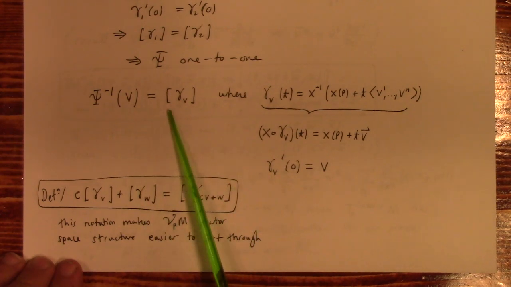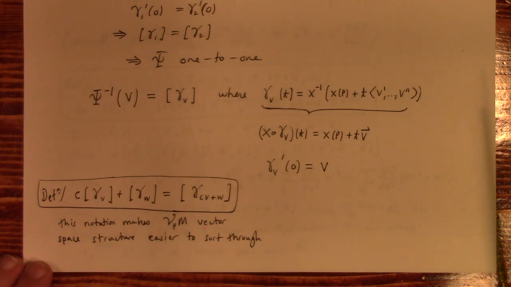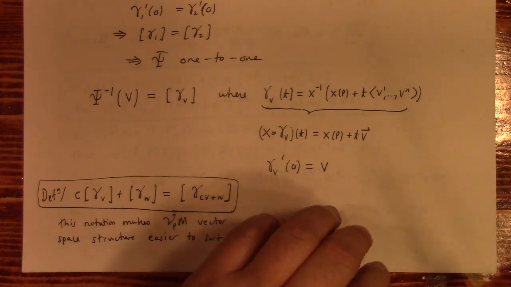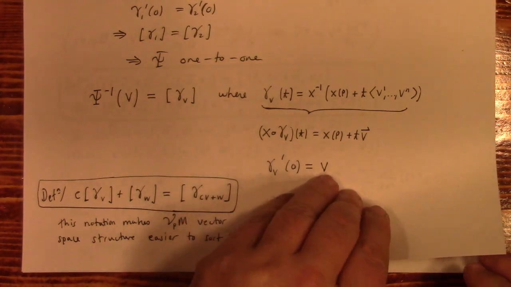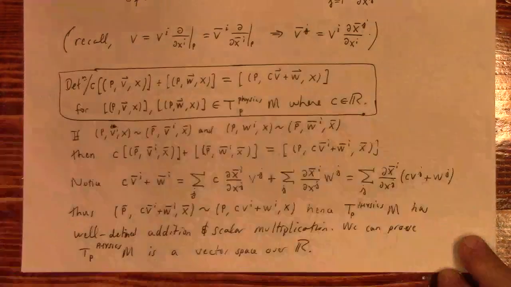So in this notation, the definition of the equivalence class of curves addition is simple to see. This plus that is really just that. So this notation makes the equivalence class of vector space structure easier to see through. And none of this is really different than what I said in class, which is that we're essentially just forcing the vector space structure through the bijection.